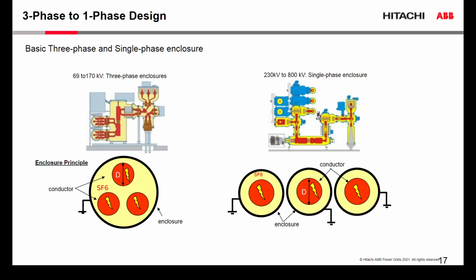And if you look at the lower left picture, you see the enclosure, you see the three conductors, and that is all in one gas compartment. So you have all three phases within that one gas compartment. The big advantage of this technology is that you have a smaller amount of modules. Instead of 3 modules, you have 1 module. You cover everything within 1 module.